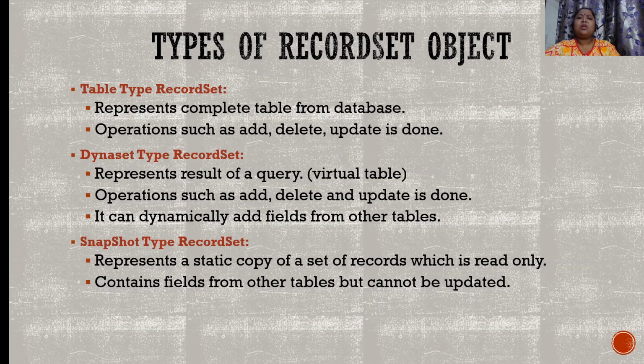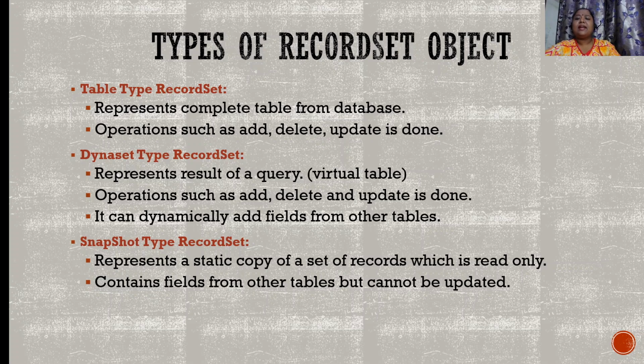The manipulations are the basics: add new, delete, update and so on, and also navigations like move forward and move backward. These are the manipulations you can do with your data. All those things are possible with a table type record set, right? The next type is called the dynaset type record set.